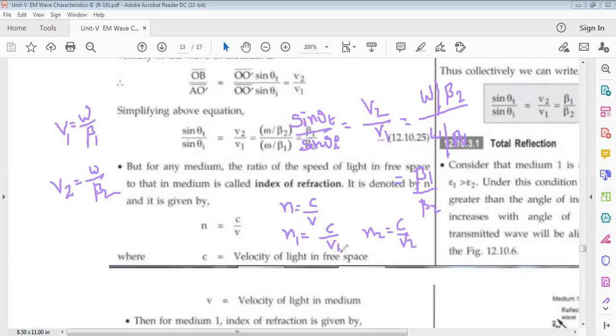We know V2 by V1. So V1 is equal to C by N1 and V2 is equal to C by N2. So what is V2 by V1? V2 by V1 is equal to C by N2 divided by C by N1. Both the numerators are the same, so that is equal to N1 by N2, where N is the index of refraction. Got it, my dear students?